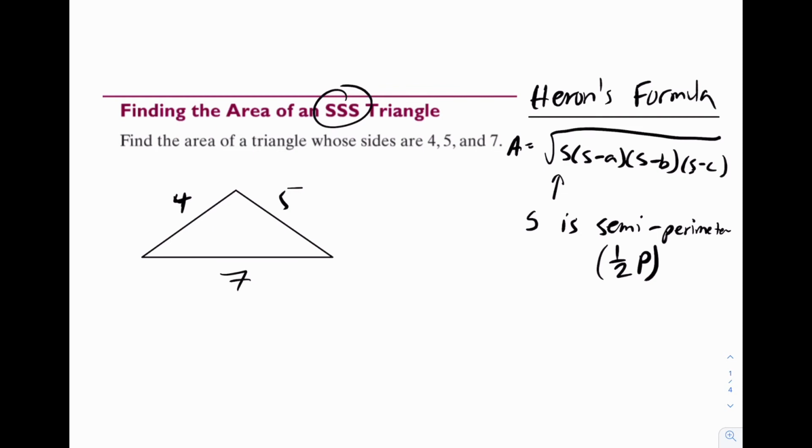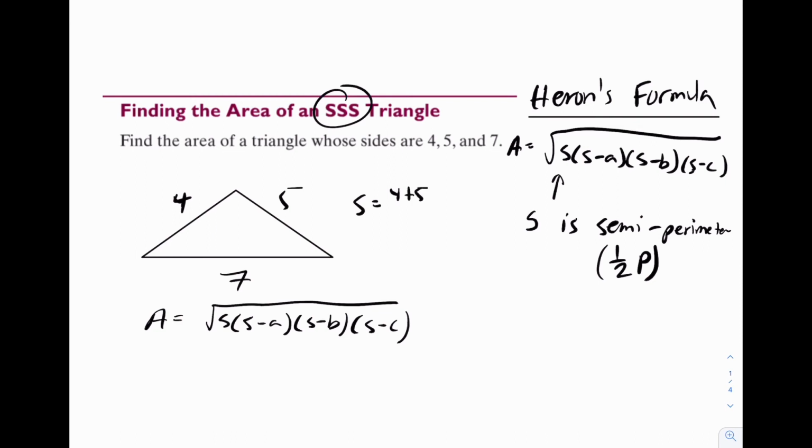I'll rewrite it here. Area is equal to the square root of S, and then you just use S and subtract it from everything. So the first step is obviously we want to find S. So let's add up all the sides. 4 plus 5 plus 7 divided by 2. So that would be 9 plus 7 is 16 over 2, which is 8. So there's our S.